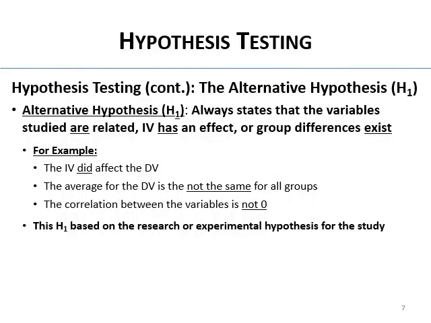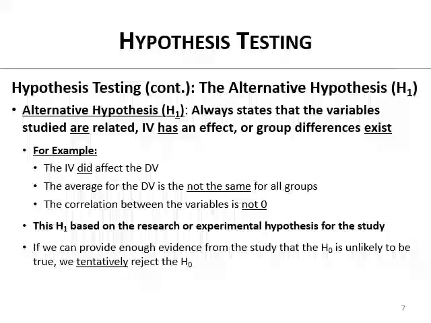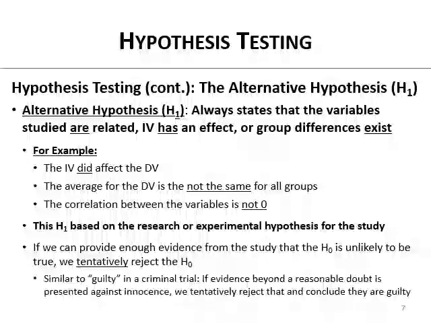The H1 is the one that I always write first, right? We did that with correlation. It's based on the research or the experimental hypothesis for the study. So if we can provide enough evidence from the study that the null is unlikely to be true, we tentatively reject the null hypothesis. That is, we use our sig values for that, right? If we get something that's so unlikely to happen just by chance, it's less than 5 times out of 100, we reject that. It's just a chance finding. We go, no, it's probably real.